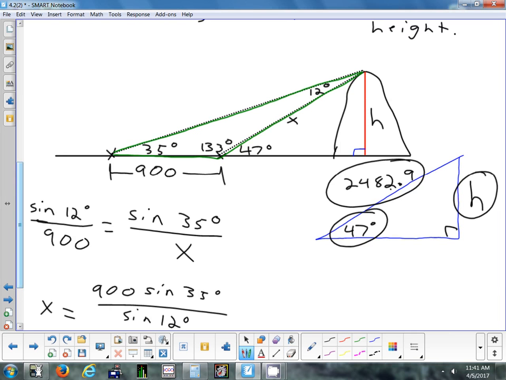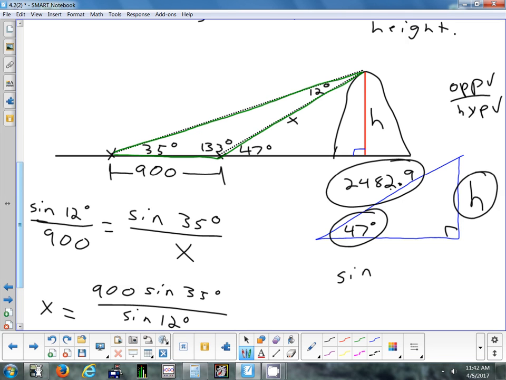What's the name of side h compared to the 47-degree angle? Yep. Opposite. And the other side that I know across from the 90 is the, well, h is opposite. Adjacent? No, adjacent would be the bottom. It's the hypotenuse because it's across from the 90. Now, what trig function involves opposite and hypotenuse? Sine.